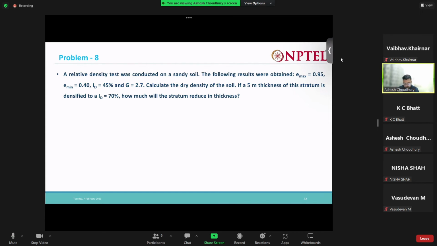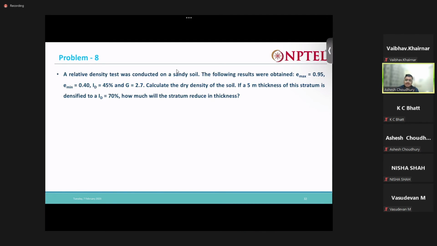Next is our problem number 8. In problem number 8, it's given that a relative density test was conducted on a sandy soil. Previously I told you that relative density is valid for sands. It shows how dense the sandy soil is. It's generally valid for cohesionless soils, that is sandy soils, which are non-sticky kinds of soil. So a relative density test was conducted on a sandy soil, and these are the results that we obtained.